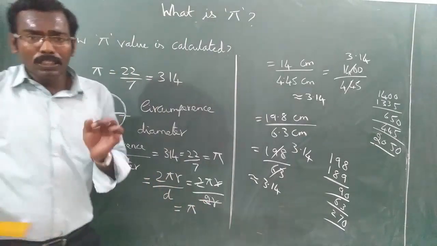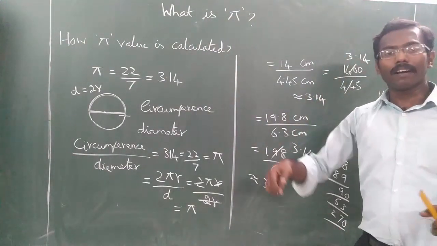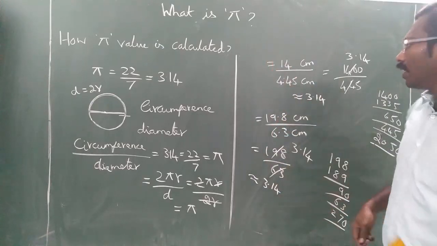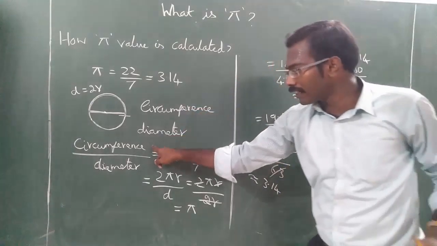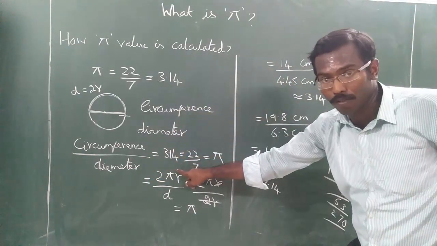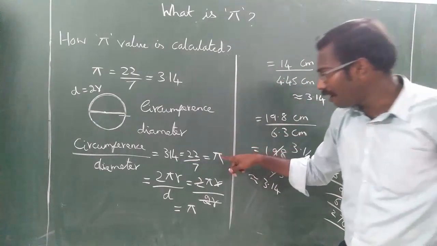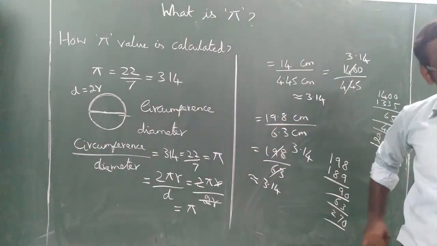Not only for these two circles, if you take any circle of any size, any diameter, any radius, the ratio of circumference to the diameter of the circle will always be 3.14 approximately. Okay, that is a constant. That constant value is called pi. Understood or not?